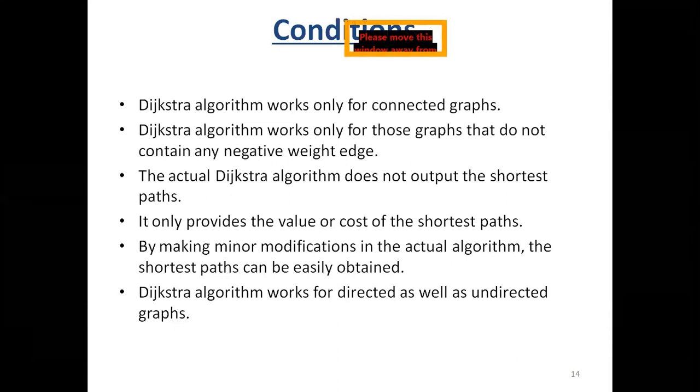So Dijkstra's algorithm works only for those graphs that don't contain any negative weights. So no negative edge is allowed. The actual Dijkstra's algorithm does not output the shortest paths. So shortest paths are also not given in the actual Dijkstra's algorithm. It only provides the value or the cost of the shortest path.